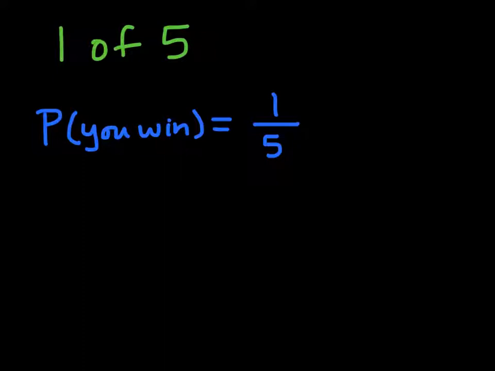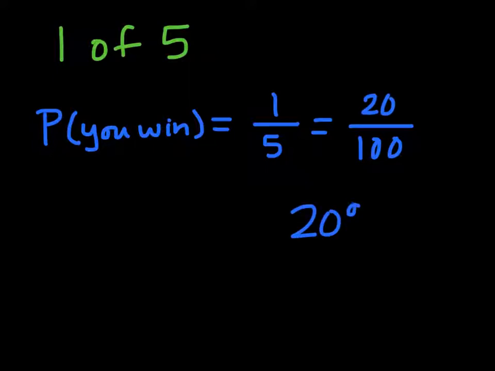Now let's write 1/5 as a percent. We'll need to multiply by 20 to get 100 on the bottom, which will give us 20 in our numerator. The probability that you will win, 20%. Not too bad, really.